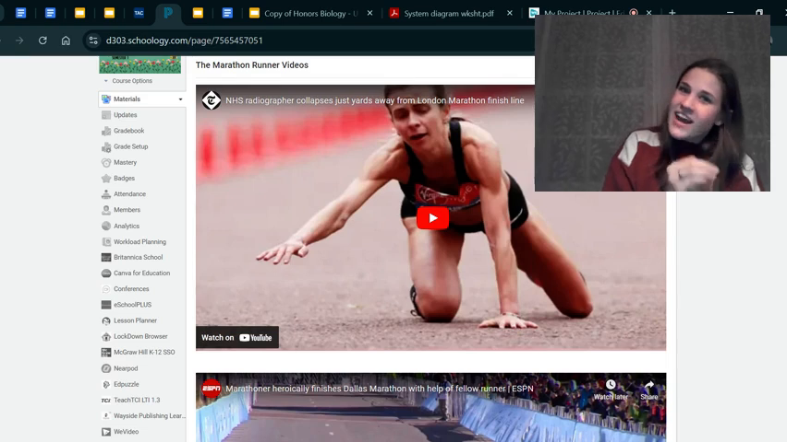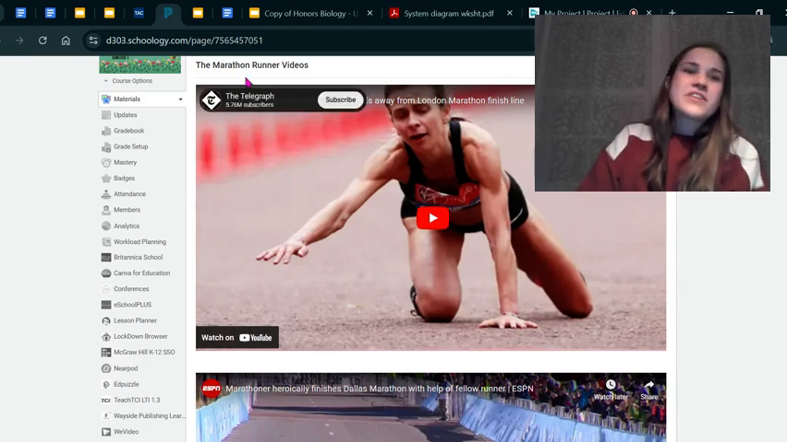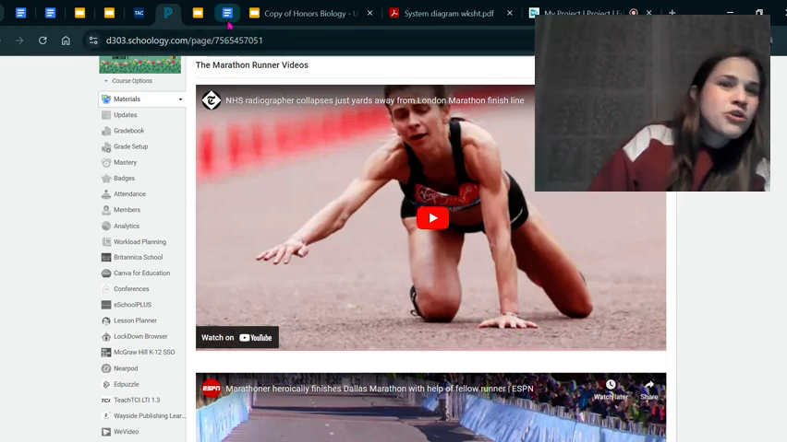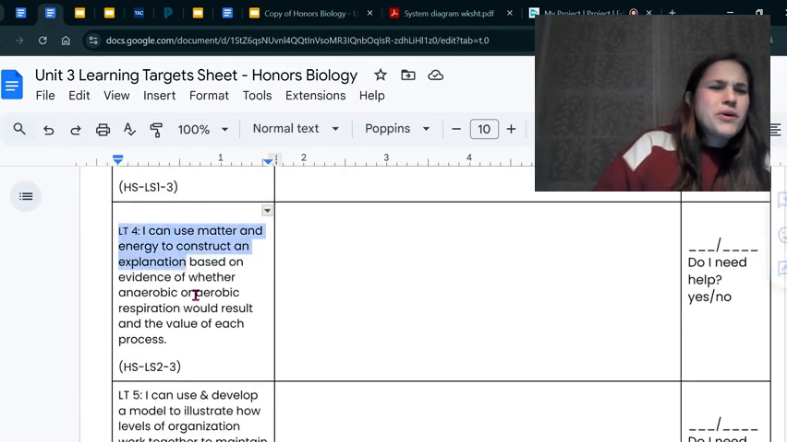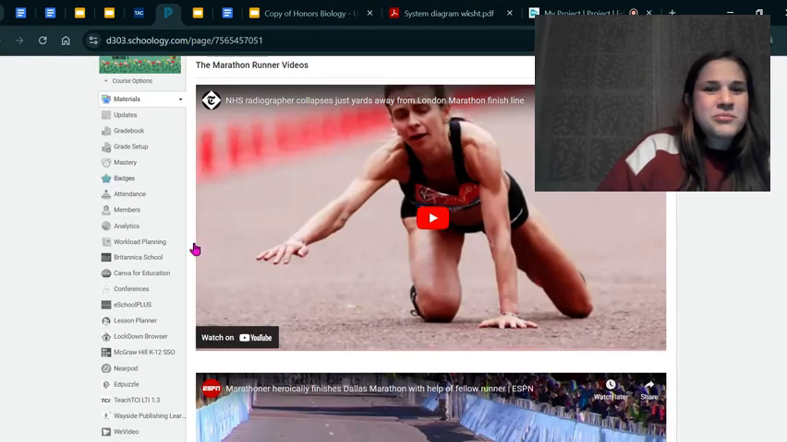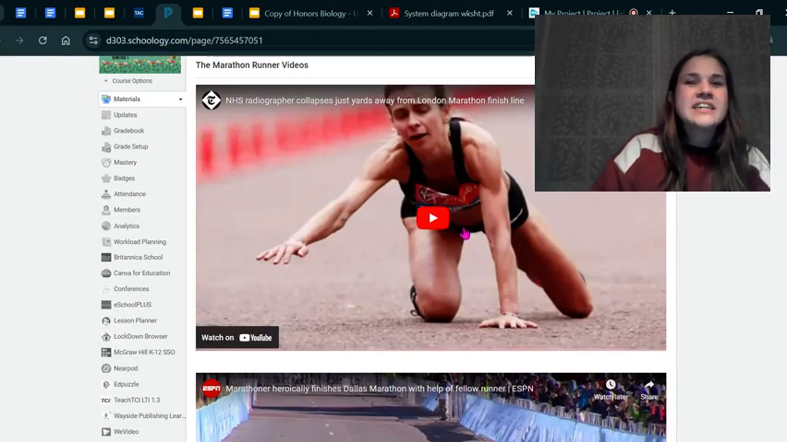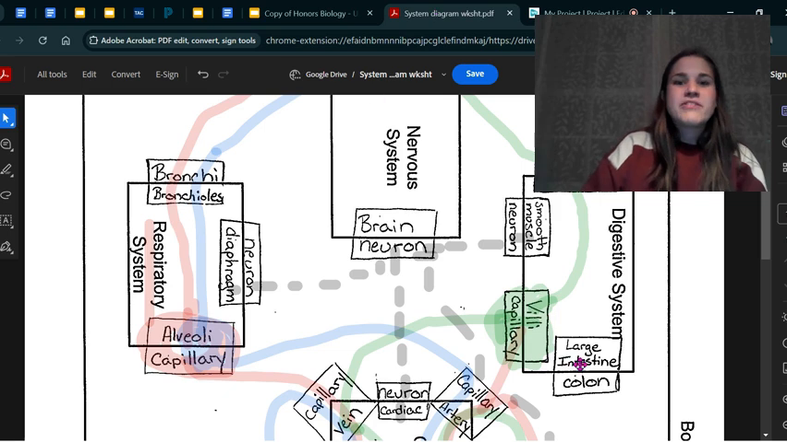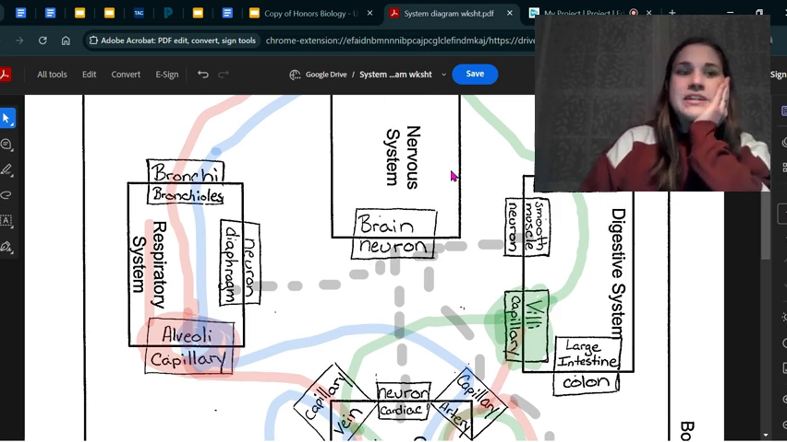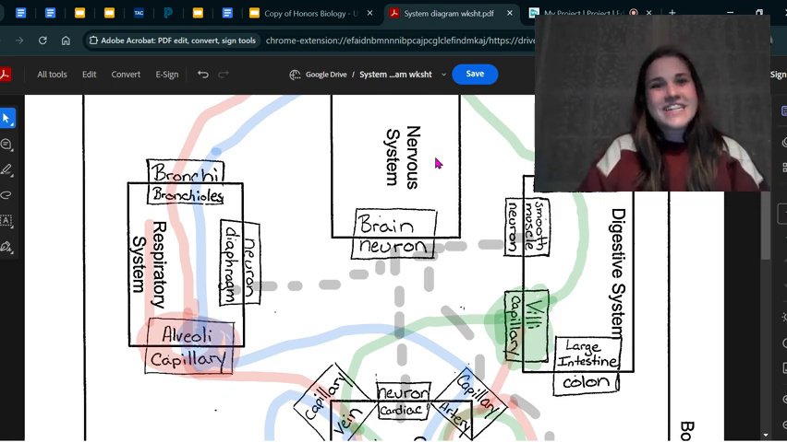What we have not yet fully unpacked is the last learning target here about anaerobic versus aerobic respiration, to start to try and figure out maybe what just went wrong with the women here at the finish line. Why did their body kind of fail them right there at the end? But we have unpacked how the body should work in an ideal situation.